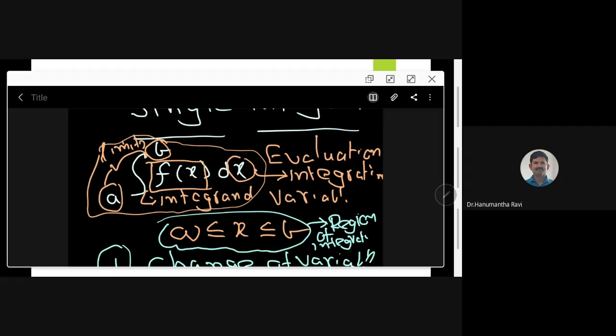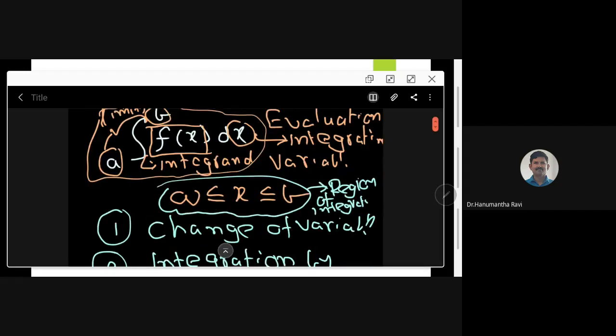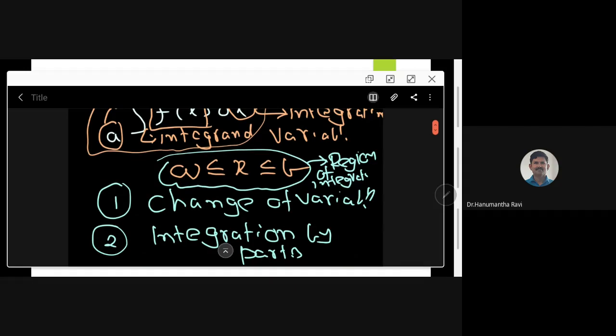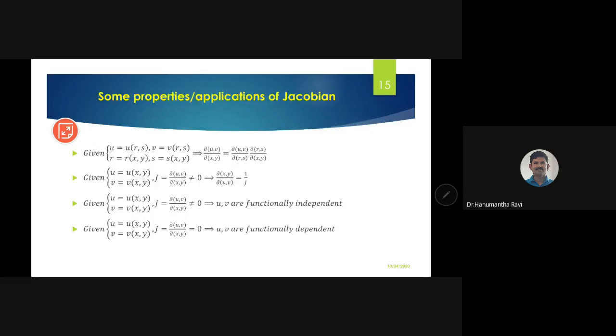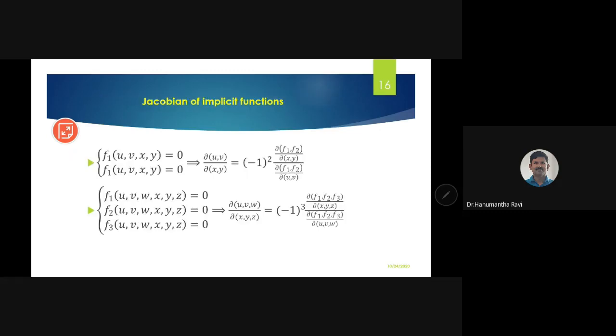On the other hand, how you perform the evaluation, there are two basic techniques here. One is called changing of variable, the other is called integration by parts, as I have already shown.